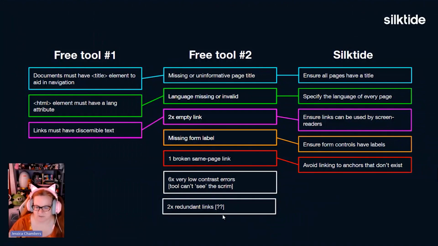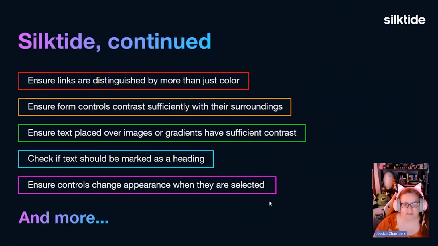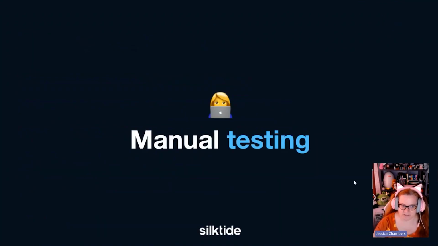And it had an issue with redundant links. The reality is Silktide picked up all of these things, right? But we picked up a lot more too. Yeah, this is what I mean when I say your mileage may vary, right? They're not all the same. They use different technology for even pulling the page down, let alone doing the accessibility checking. So you're gonna want to make sure that you pick one that does what you need.